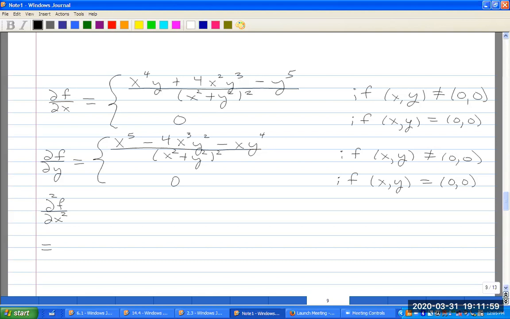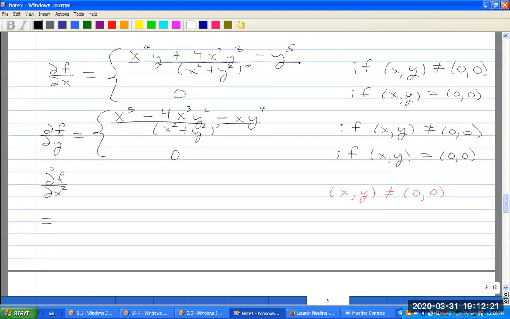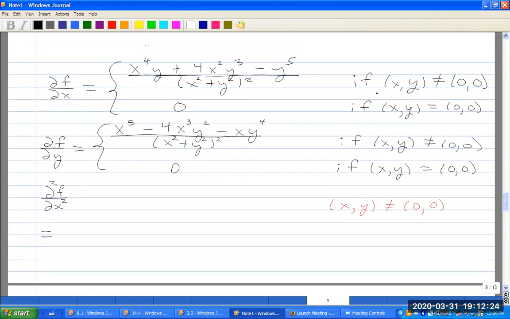Oh, so I didn't really need that if I can show this. So let's do this for cases where we're not at the origin. So I can take the partial with respect to x. Okay, so if I do that, that's derivative of the numerator. Oh boy, this is going to be a long one.